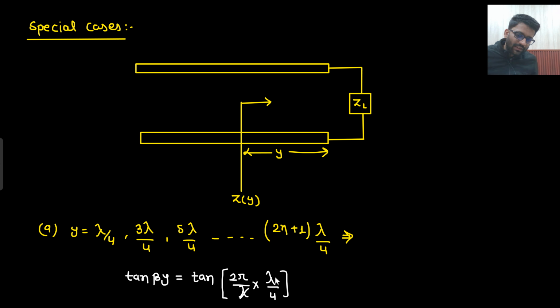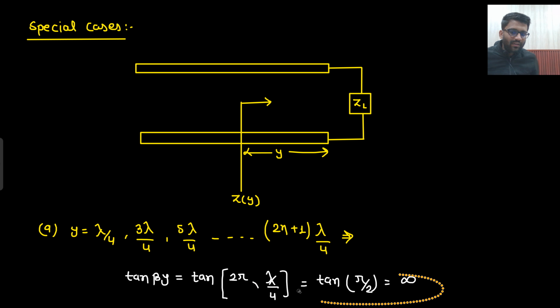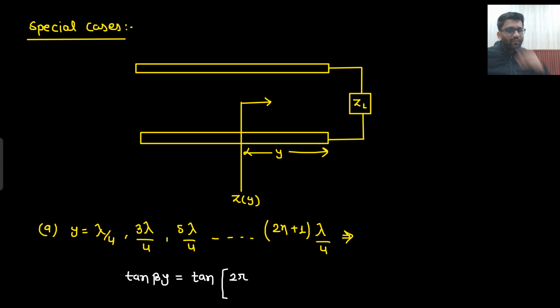So what am I getting? The lambdas get cancelled, and you get tan pi by 2. What is the value of tan pi by 2? Infinity. Tan pi by 2 is infinity. Now, instead of lambda by 4, if I put (2n plus 1) lambda by 4, it will not only work for lambda by 4, it will work for any odd multiple of lambda by 4.